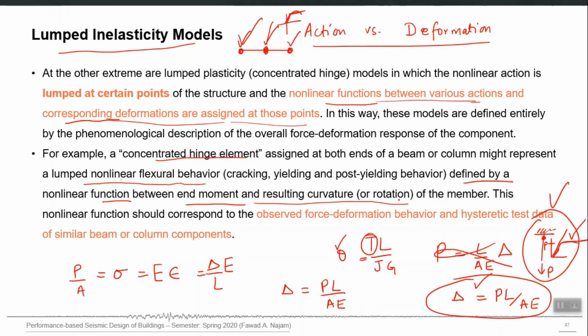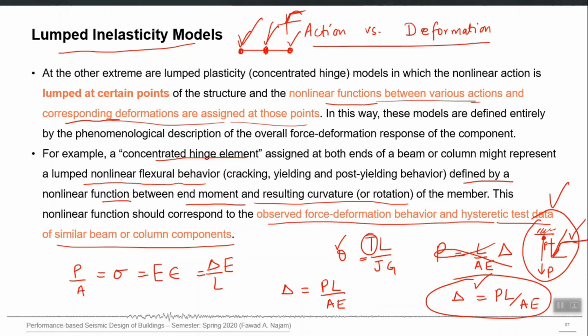So action and deformation relationship is used. This nonlinear function should correspond to the observed force deformation behavior and hysteretic test data of similar beam or column components, right? So this nonlinear relationship we get sometimes from extensive experimentation. Sometimes we use guidelines from different international codes and standards. But the summary is that they should correspond to the real behavior, right?